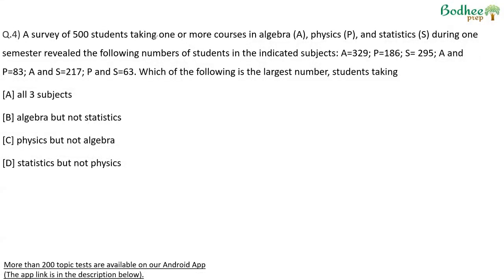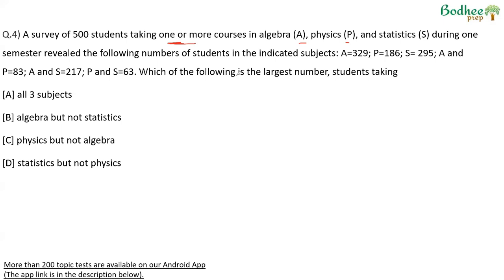A survey of 500 students taking one or more courses in algebra, physics, statistics during one semester reveals the following numbers of students in the indicated subjects. A was 329, P 186, S 295, A and P 83, A and S 217, P and S 63 is given. So none of them will be 0. Which of the following is the largest number? Students taking all 3 subjects, algebra but not statistics, and so on.